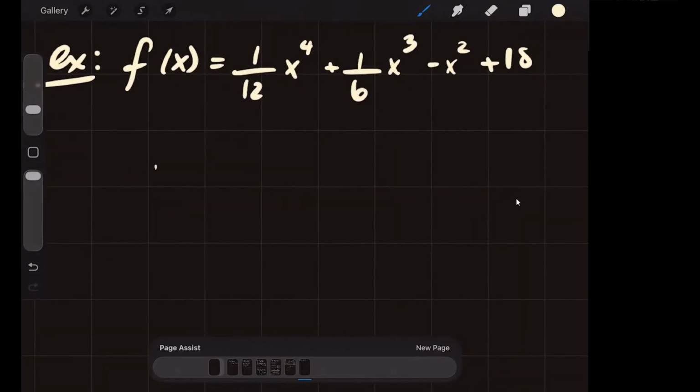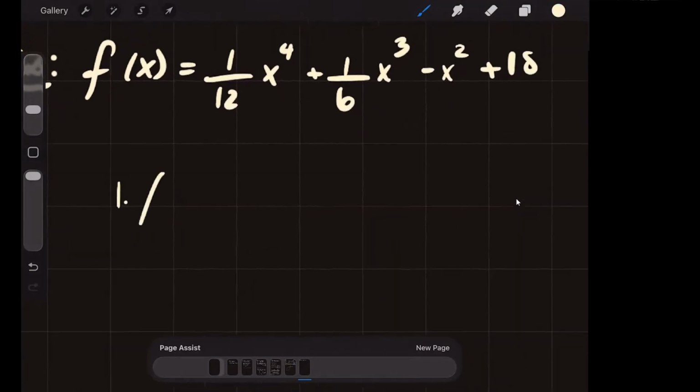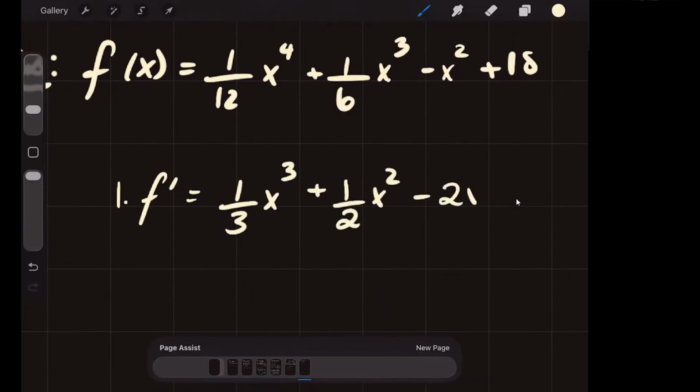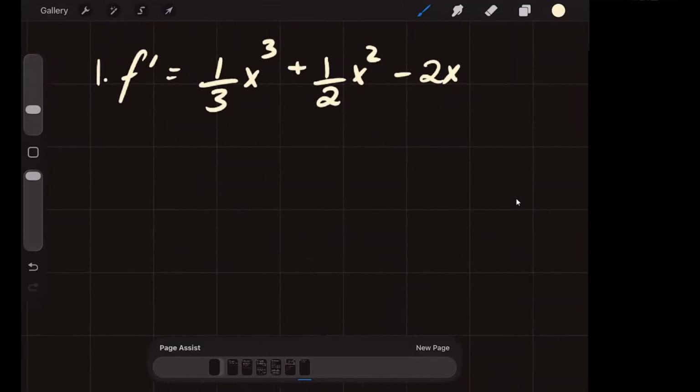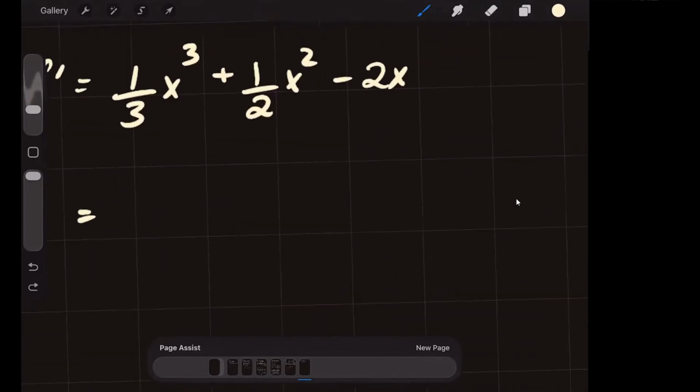First thing you're going to want to do is probably derive it, right? So f prime is equal to 1/3 x to the third plus 1/2 x squared minus 2x, right? If you're going to do this, you might as well factor it. These numbers aren't the nicest to work with. So what I'm going to do is I'm going to do a little bit of magic, okay?